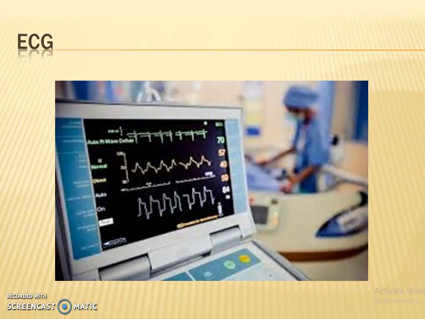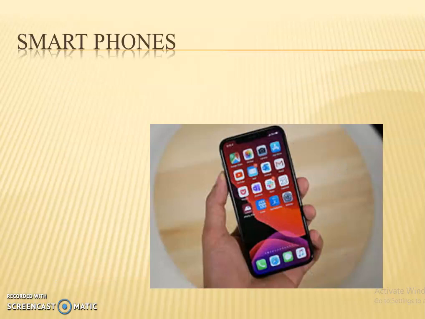Next is ECG. The full form of ECG is electrocardiogram. It is a very good example. It is mainly used for monitoring the heartbeat of patients. Next is smartphones. The mobile phone is an example of an embedded system. In mobile phones, the user interface is provided through the keyboard, graphic LCD module, system speaker, vibration alert, display units, keypad, lights, bells, etc.